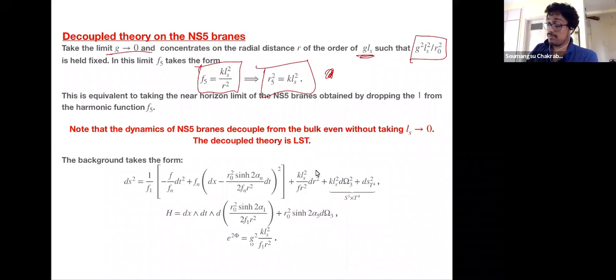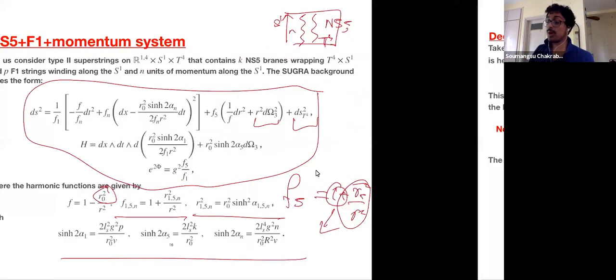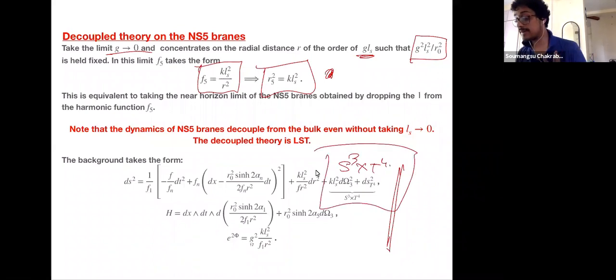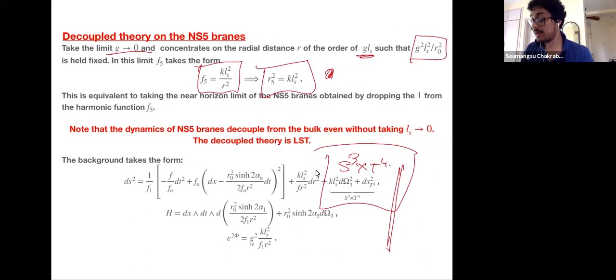So technically what I'm doing is that I'm taking this F5 equals 1 plus R5 squared by r squared, and I drop the 1. What I have is that F5 is equal to this quantity. And that's what we mean by going to the near horizon geometry of the NS5 branes. There the background is given here. It's just one line algebra. But something nice happens: this AdS3 times S3 times T4 decouples. This just becomes a spectator. Their radius is no longer growing with respect to the radial direction. And there is also the B field and the metric.